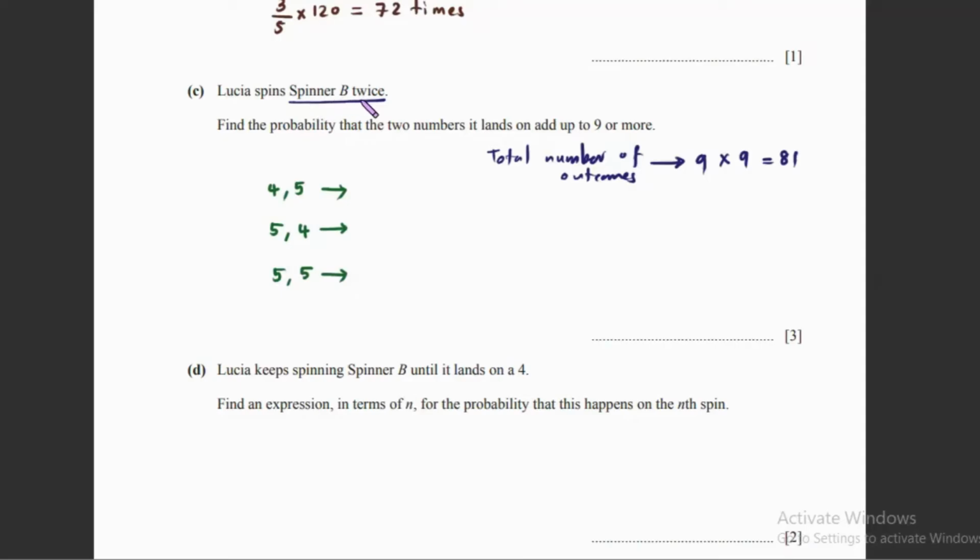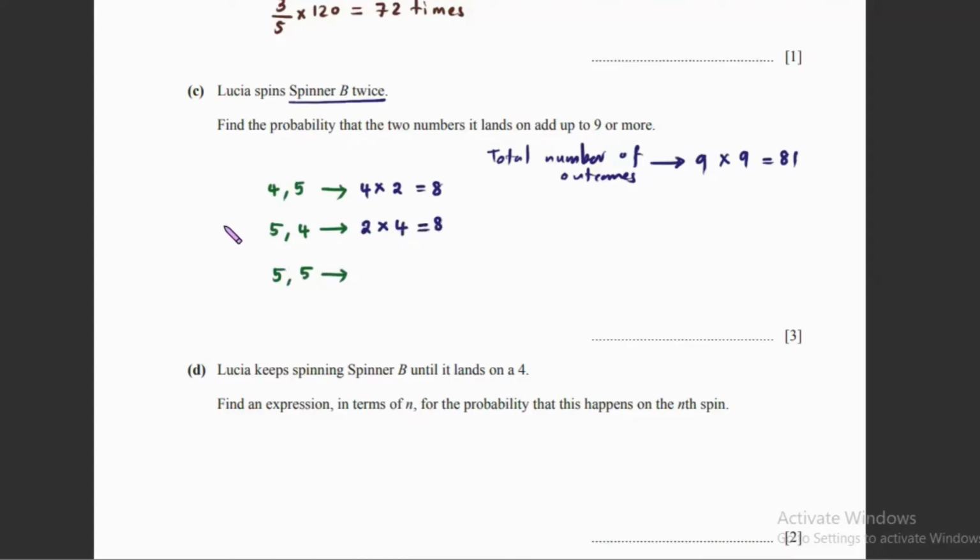Now, in spinner B, we have 4 4s and we have 2 5s. So those two should be multiplied together. So you get 8 such combinations. And we have 2 5s and 4 4s. So we multiply them.